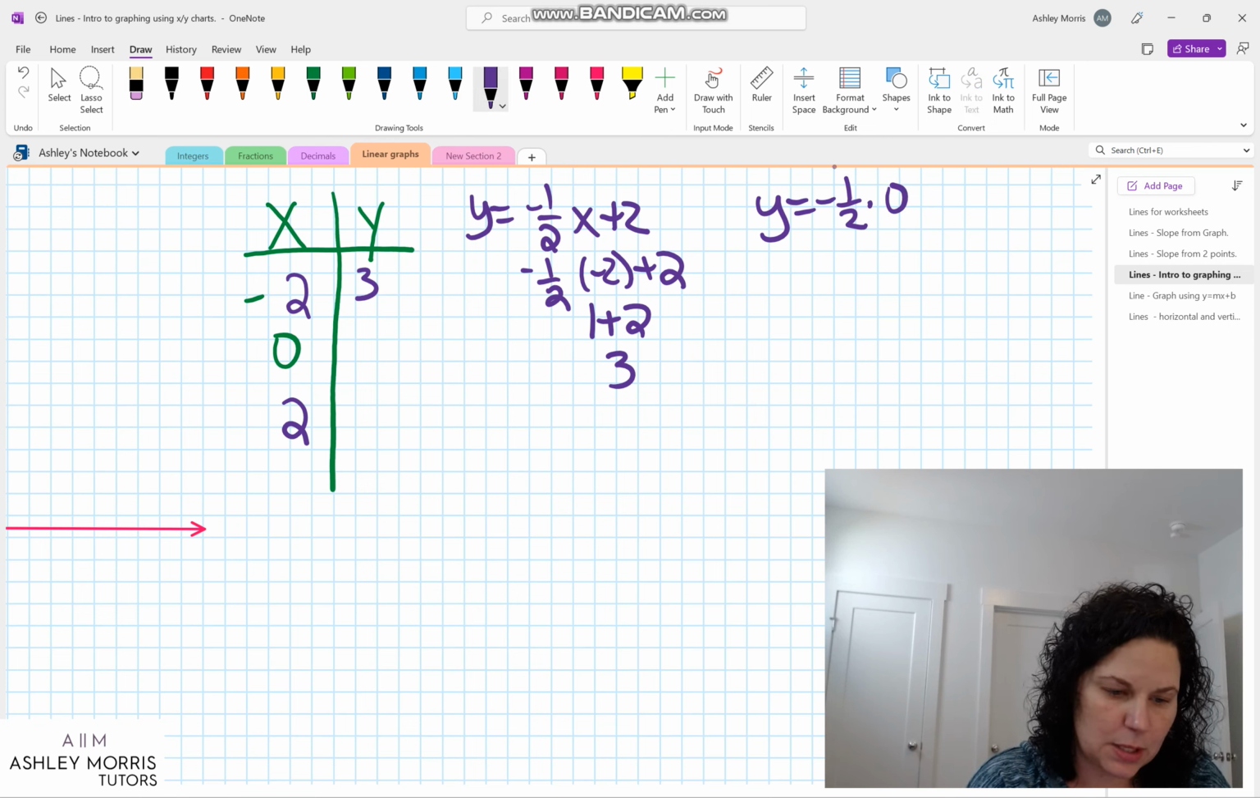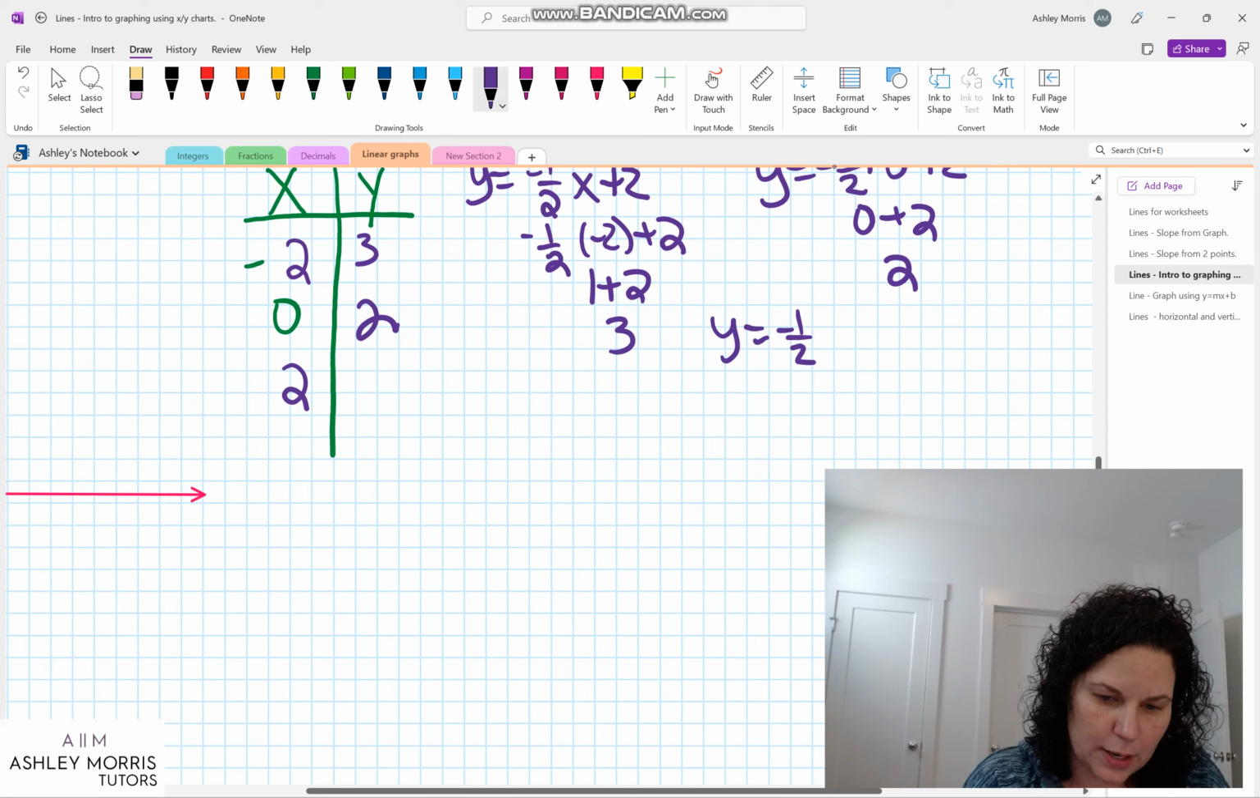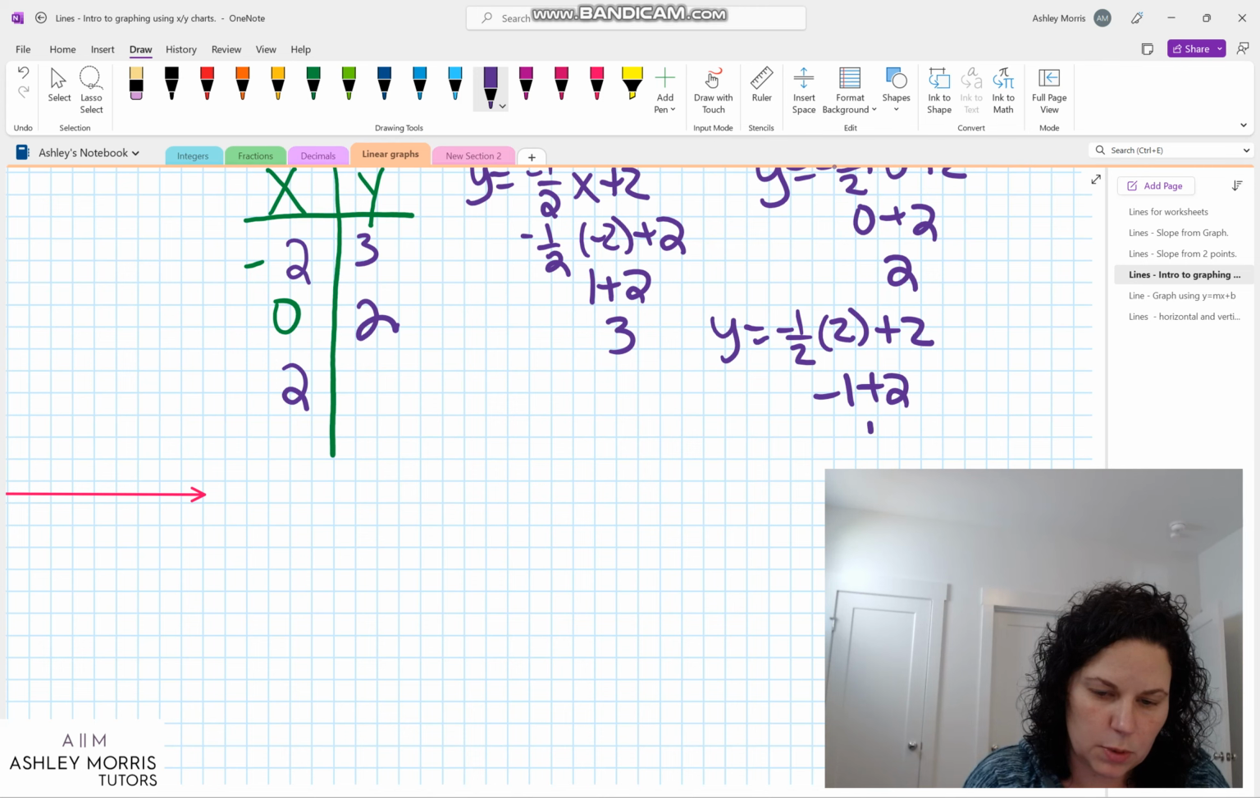-1/2 times 0 plus 2 gives me 0 plus 2, which is 2. Y equals negative 1/2 times 2 plus 2. That's going to give me a negative 1 plus 2, which is 1.